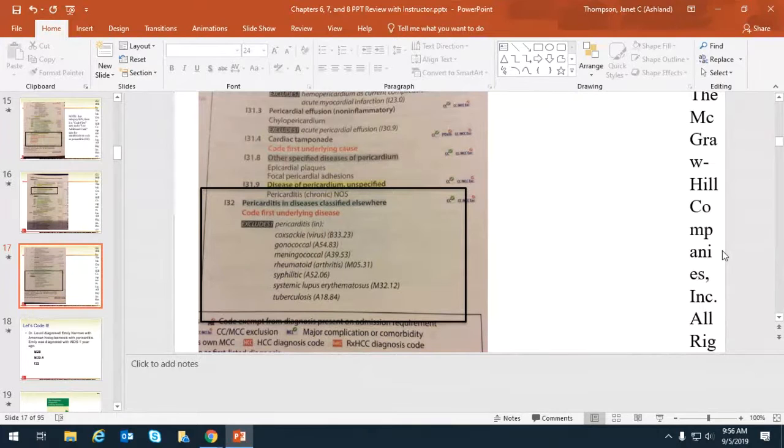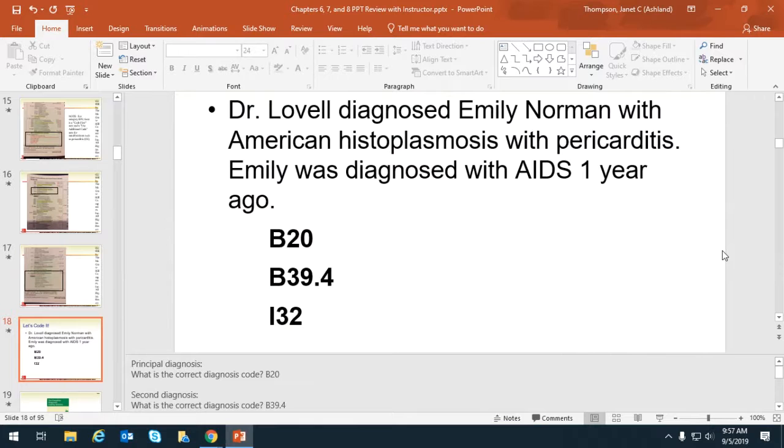So I32, that's all there is to this code category, pericarditis in diseases classified elsewhere. That's indicating it's secondary to a disease like the histoplasmosis. And we have a note there, code first underlying disease, which we did. We have B20 and the histoplasmosis code. So our scenario is completed with these three codes: B20, B39.4, and I32.